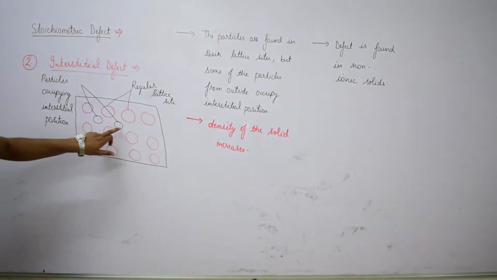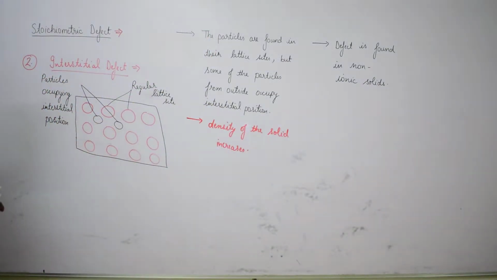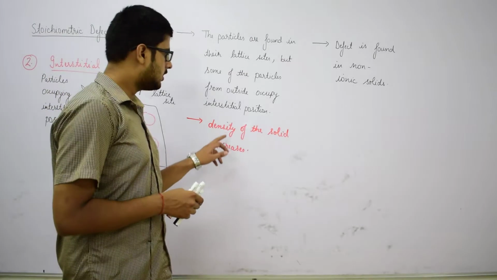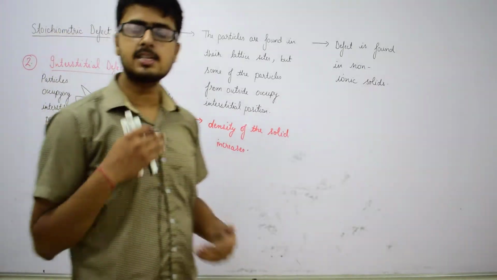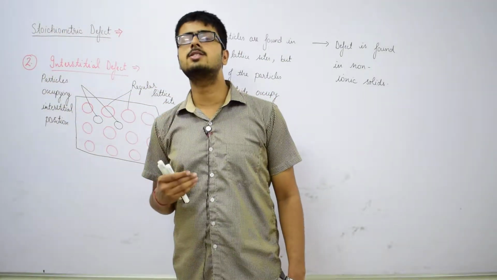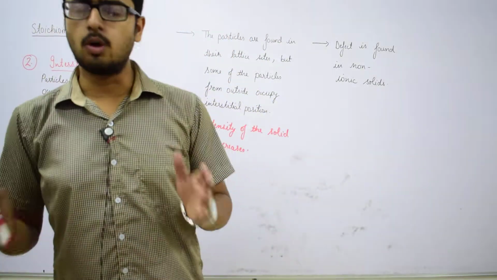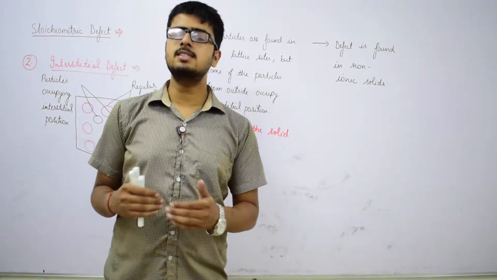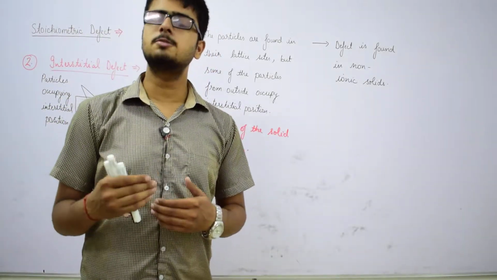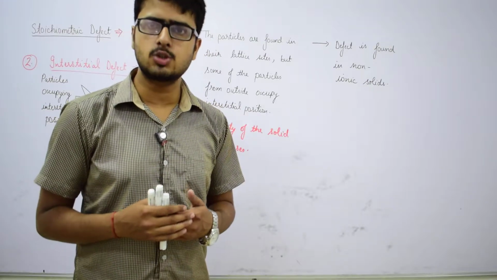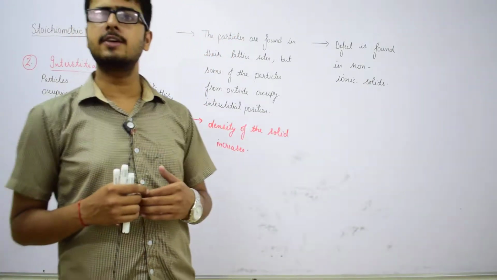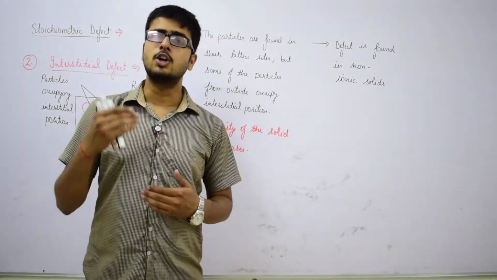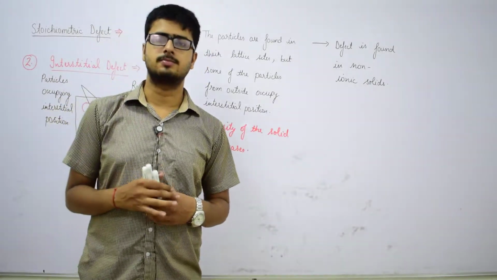So, these are the particles occupying interstitial positions. Because the volume is the same but the number of particles is increasing, and since density is equal to mass upon volume, with volume constant, if mass is increasing then the density of the crystal will also increase. And the third point is that this type of defect is also found in non-ionic solids.